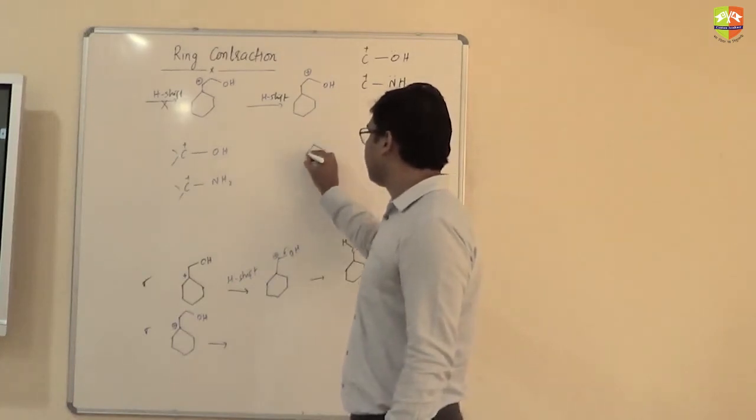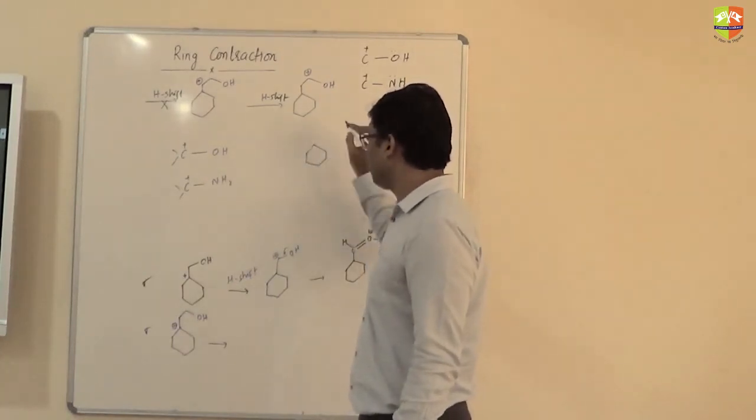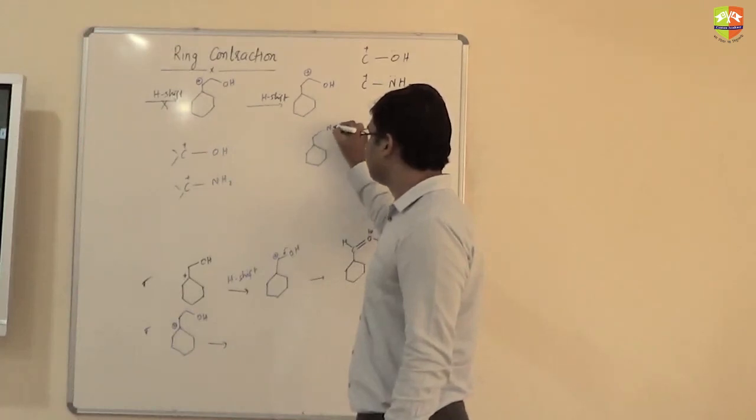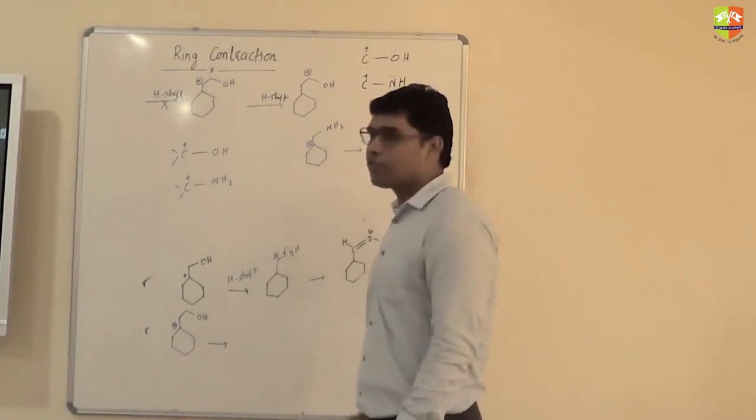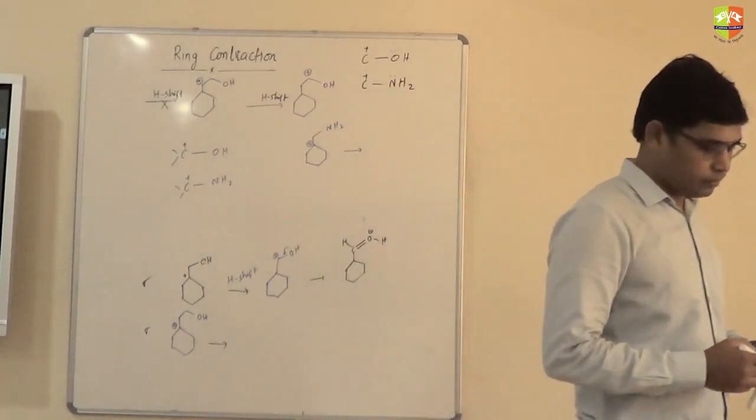So we'll do one more example with this. Suppose I take this ring and then NH2. Can you draw the structure in this? What is the final product we can get?